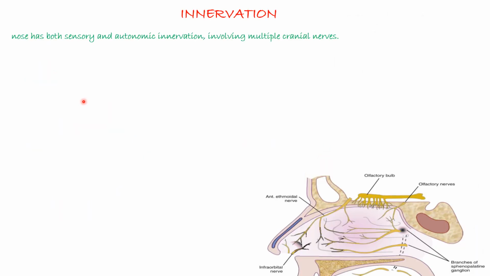So the innervation to the nose, where we have both sensory, and in sensory we have the special sensory and the somatic sensory. The special sensory is supplied by the olfactory nerve, and the somatic sensory is supplied by the trigeminal, which supplies the face. And we have autonomic, that is parasympathetics and sympathetics, and this is all done by different cranial nerves.